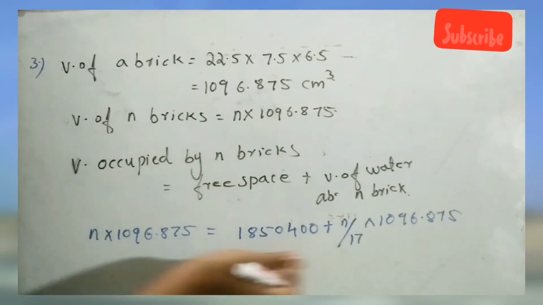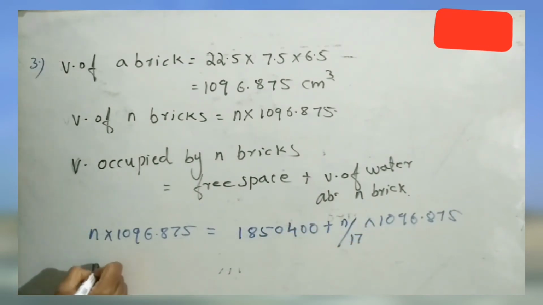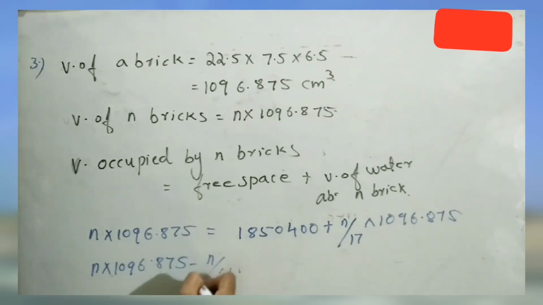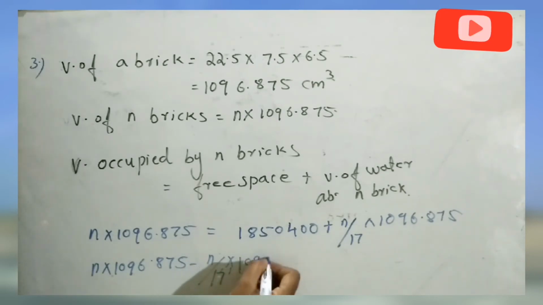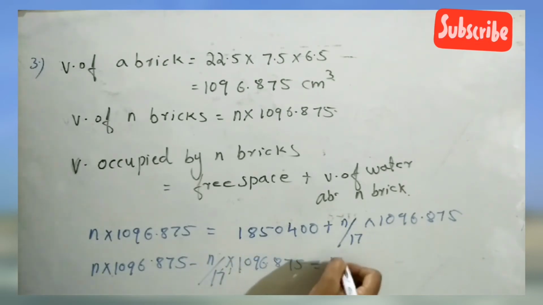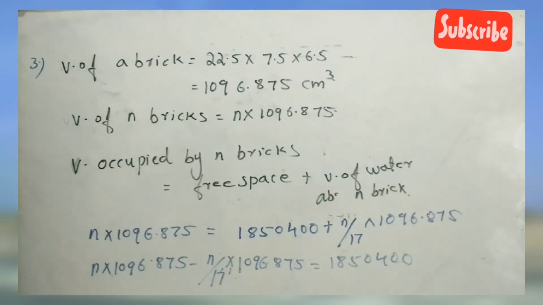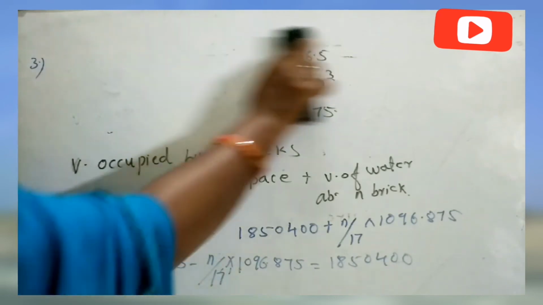Now I am going to take all the terms which contain n to one side, that is n into 1096.875 minus n/17 into 1096.875 is equal to 1850400. Now just look at these two terms. We have n in both terms, and 1096.875 also. So n into 1096.875 is common in the two terms, so we can take it outside.